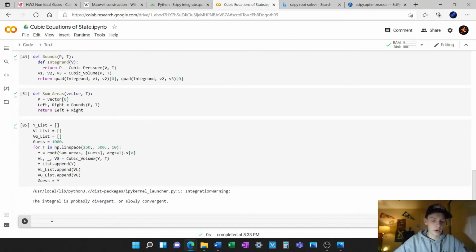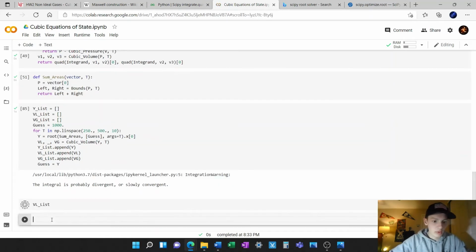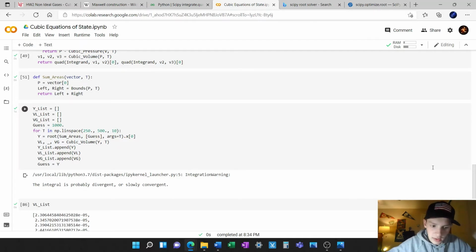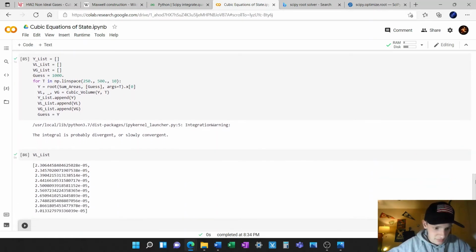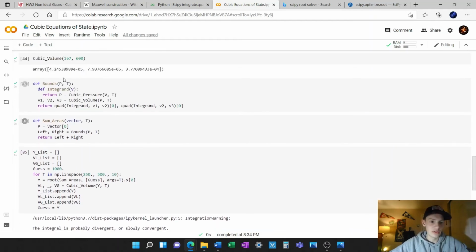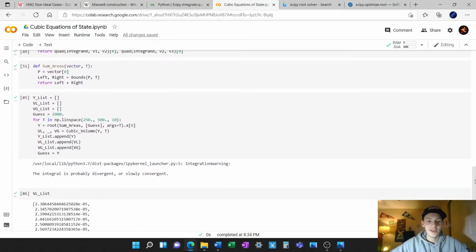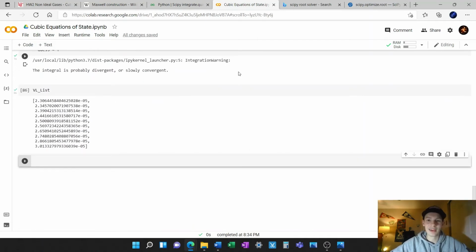Okay, awesome, it actually works. And let's check our list of specific volumes for the liquid water. And we see change. And change is important because that means it's working. Because the way it was before, if we had just had this as those values when we used this cubic volume function when we tested it in that previous video, then all of these would be the same. So that would not be good.